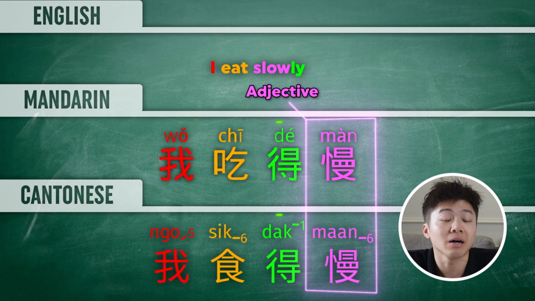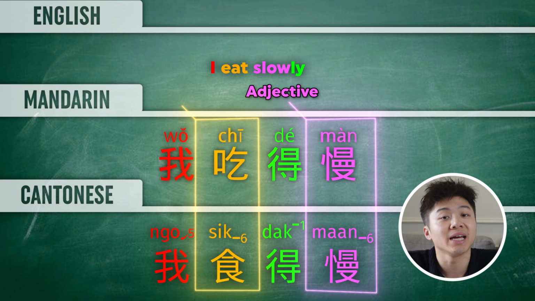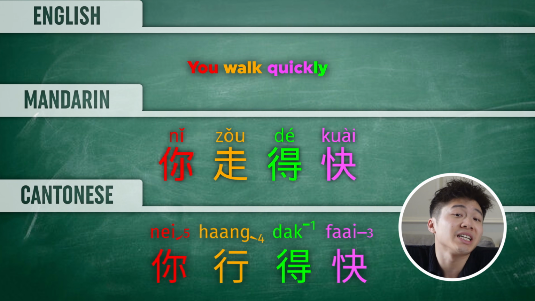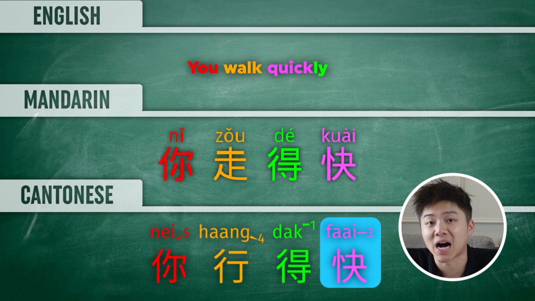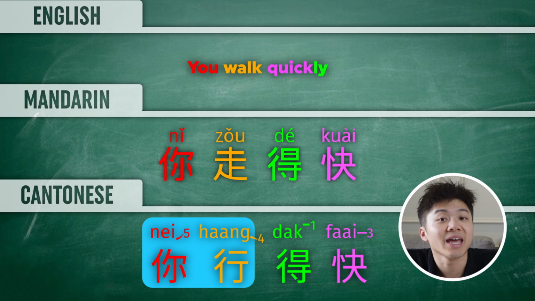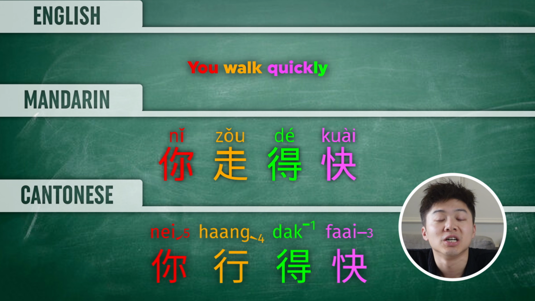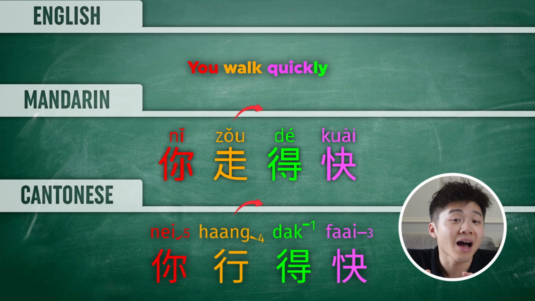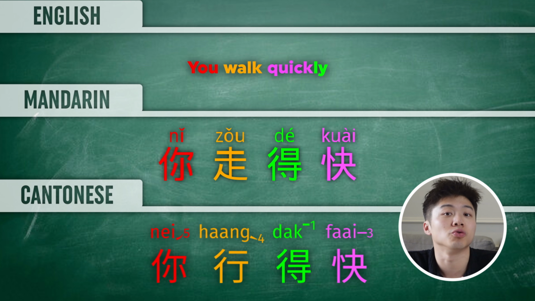And by adding that de after the verb, we basically made it into I eat slowly rather than I eat slow. Another example would be, for instance, with the word quickly. You walk quickly. Now, the word quick in Chinese is 快, or in Cantonese, 快. That's the same thing with this one, right? In Mandarin, 你走得快. In Cantonese, 你行得快. So we see here, we basically put that tup after the verb in Mandarin, 走, which means to walk, or in Cantonese, 行, which means to walk, and that turned fast or quick into quickly.